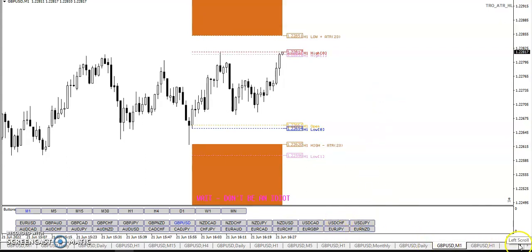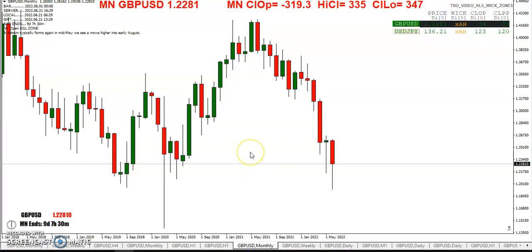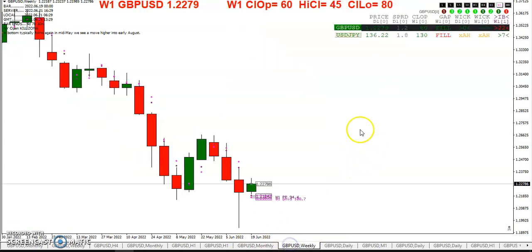So let's run through the charts and see just what the pound is up to. So we're still in the wick of last month, the lower wick zone. Looks like we're going to be in there for a while. 321 off the open, 338 off the high, 345 off of that low for the month. Weekly, we're 60 pips above the open right now, 44 off the high, 81 off the low, and we still haven't hit that pivot.